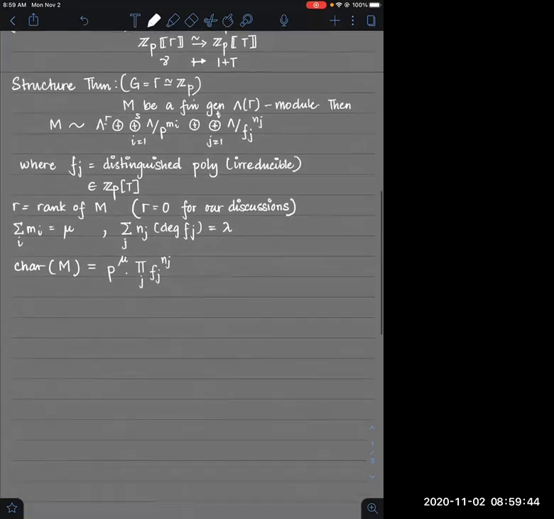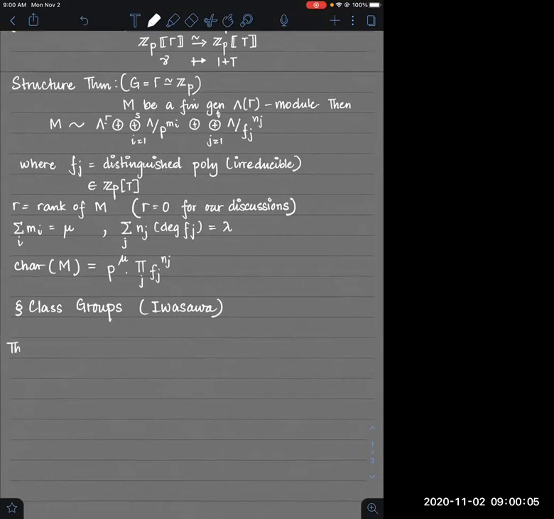So now I will move to talking about the results of Iwasawa. So this will be the section where I'll talk about the Iwasawa theory of class groups that was developed essentially by Iwasawa. So he proved this phenomenal theorem. It's probably one of my favorite theorems. It says, let e_n be the largest power of p that divides the class number of F_n.